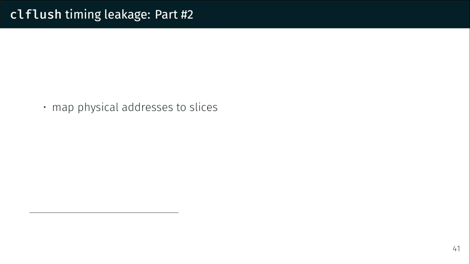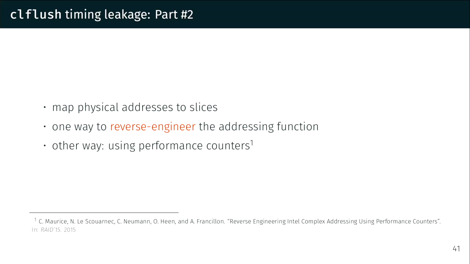And what we can do with that is that we can map physical addresses to slices. And that's one way to reverse engineer this addressing function that was not documented. Funnily enough, that's not the only way. What I did before that was using the performance counters to reverse engineer this function, but that's actually a whole other story, and if you want more detail on that, there's also an article on that.